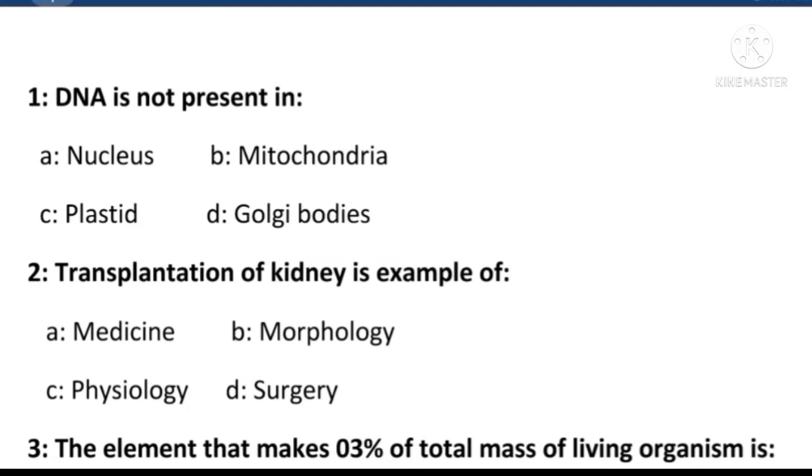And next question. Transplantation of kidney is example of medicine, morphology, physiology or surgery. And answer is D, surgery. Transplantation of kidney is example of surgery. D is correct option.